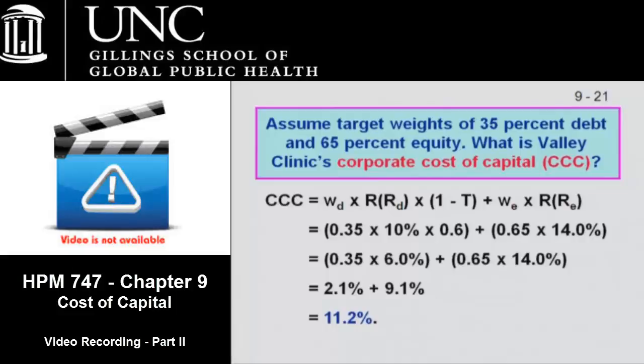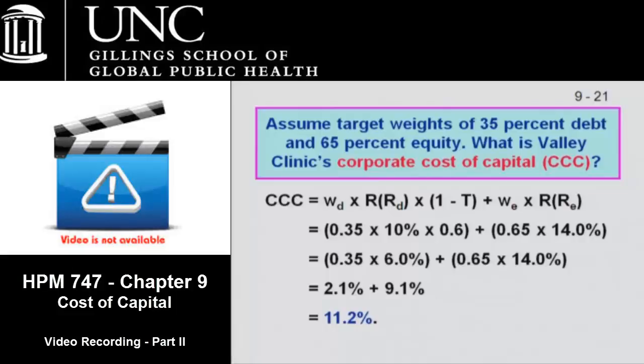So now we bring all this together, and we're going to have target weights. We're going to assume target weights of 35% debt, 65% equity. We're going to talk more about this in 2 weeks when we talk about capital structure. But for now, just assume that for every $100 worth of capital that we have, we want 35% of it to be debt and 65% of it to be equity. So that's what management has decided is the optimal capital structure for us.